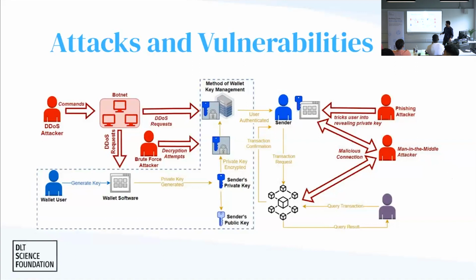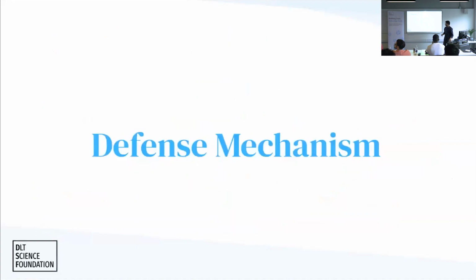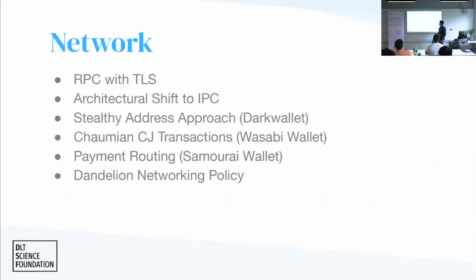And then we also got defense mechanisms. These are the possible defense mechanisms that are implemented. On the network layer, we got RPC with TLS. It's a remote procedure call with transport layer security, where everything is encrypted while sending it to the blockchain, and then it's decrypted on the blockchain.